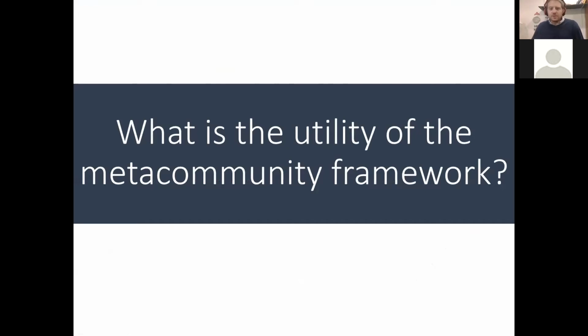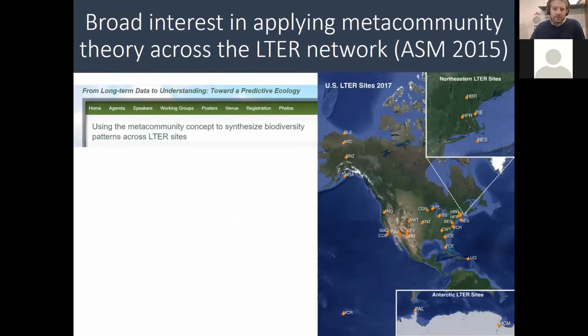Okay, so what is the utility of the metacommunity framework? This can get pretty complicated, trying to put all the different community assembly hypotheses into one framework. But on the other hand, having a framework unifying different hypotheses and putting them in context with one another can be really useful. And so there's been broad interest across the LTER in applying metacommunity theory. In 2015, we had a working group at the All Scientists meeting where we essentially wanted to see how folks were using metacommunity ecology across LTER sites.